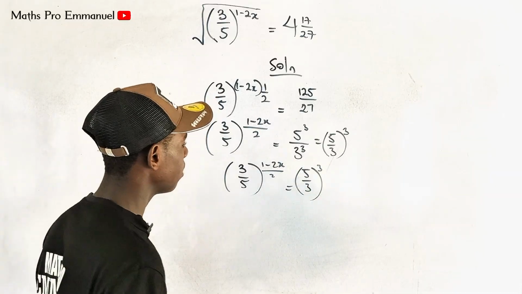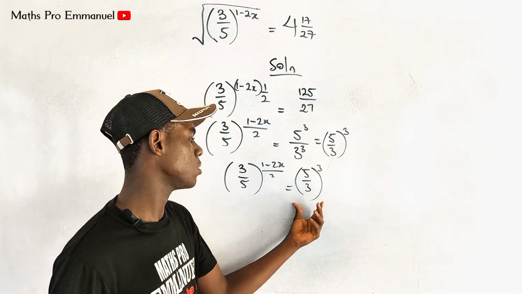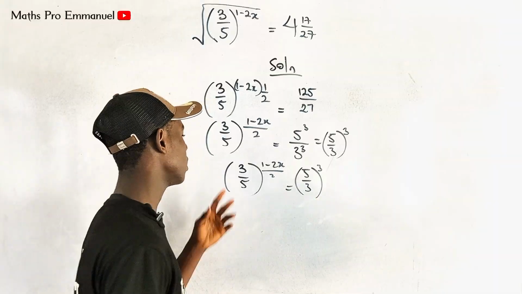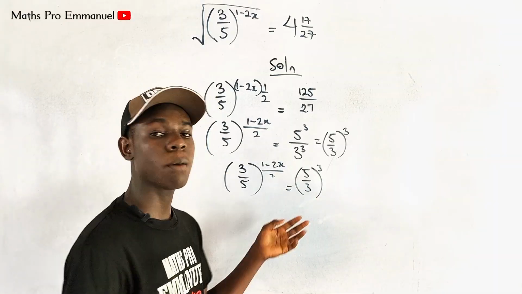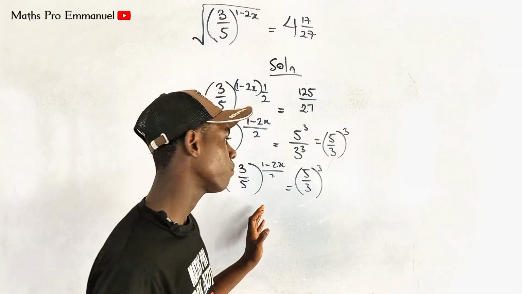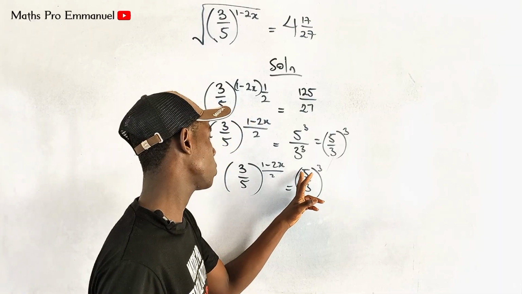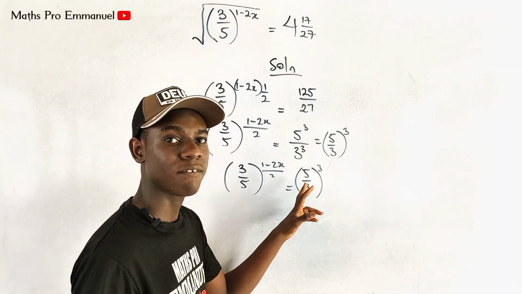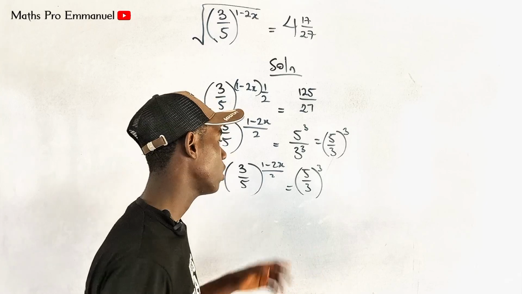So as you can see here, my aim is to make the two of them have the same base, but now you can see that the two of them are different. This is 3 over 5, this is 5 over 3. How can I make the two of them the same? It's just very simple. Now I'm going to convert this 5 over 3 to 3 over 5 by adding the negative sign on top. Let me explain why.